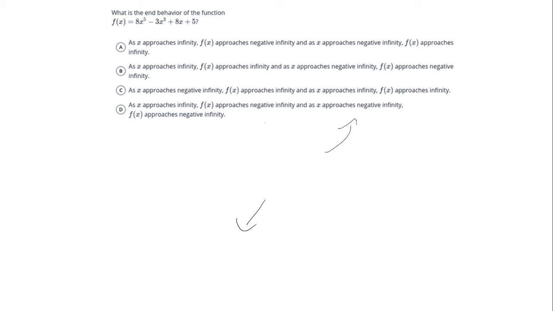So the answer choices are asking, okay, what happens as x approaches positive infinity, and what happens as x approaches negative infinity? Well, clearly, when x approaches positive infinity, it goes up forever. So that means f of x will have to go to positive infinity. And as x approaches negative infinity, we notice that the graph goes down forever. So f of x will approach negative infinity.